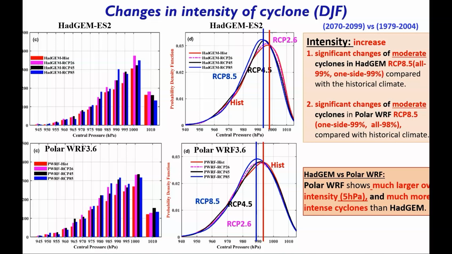However, the probability distribution functions of the minimum central pressure in Arctic cyclone tracks suggest there is a significantly higher probability of cyclone track occurrence with a moderate minimum central pressure between 975 and 995 millibar in the HadGEM Center's Earth System Model RCP 8.5 and Polar WRF RCP 8.5 results, compared with the historical simulation. We also want to point out that Polar WRF shows much larger overall intensity and much more intense cyclones compared with the results from the HadGEM model in all the simulations.